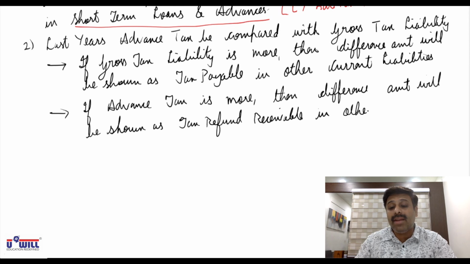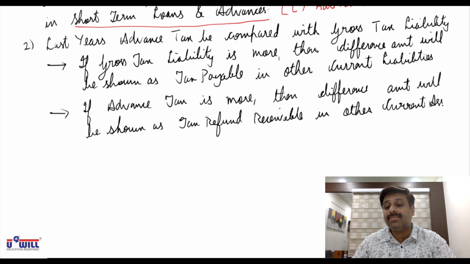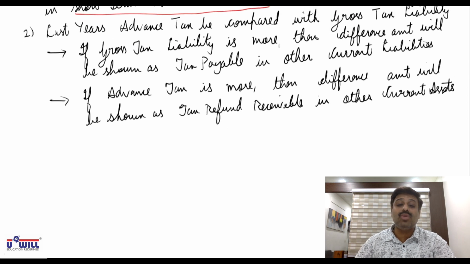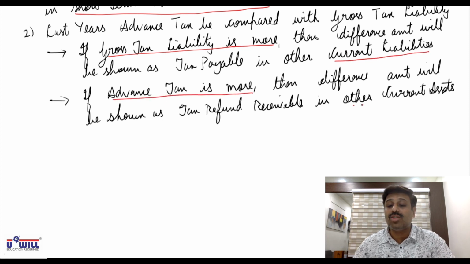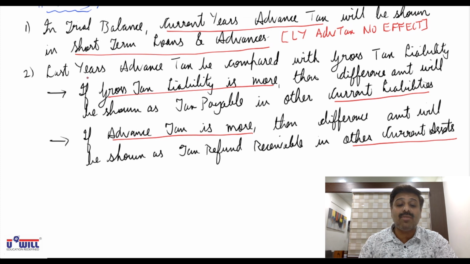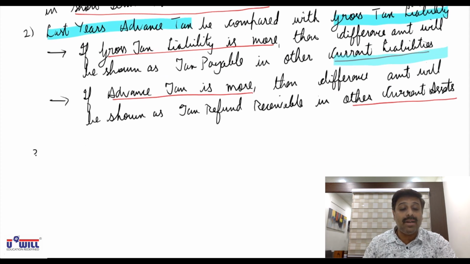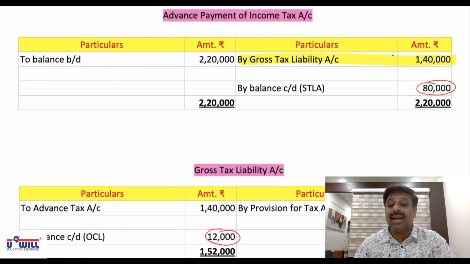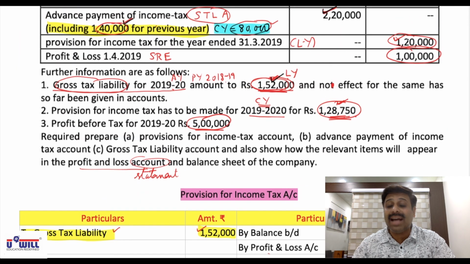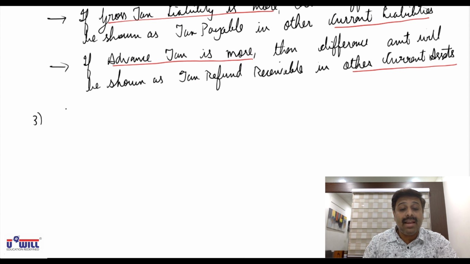If we have already paid more advance tax, then you will show income tax refund receivable in other current assets. So either you will show it in other current liabilities if gross tax liability is more, or you will show it in other current assets if advance tax is more. What you are supposed to do, advance tax of last year, you are supposed to compare it with gross tax liability. Then the third note you will remember is, even provision for tax, this 1,20,000 of last year, you compare it with gross tax liability, like advance tax.